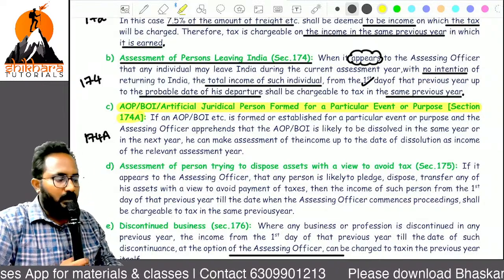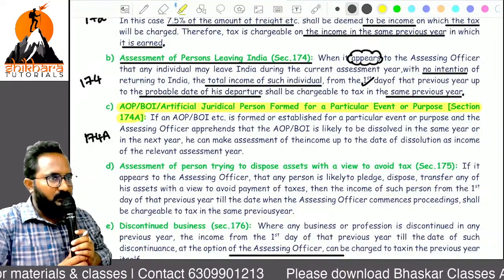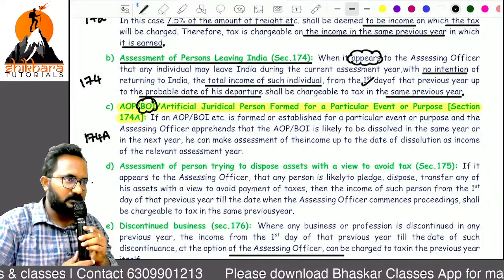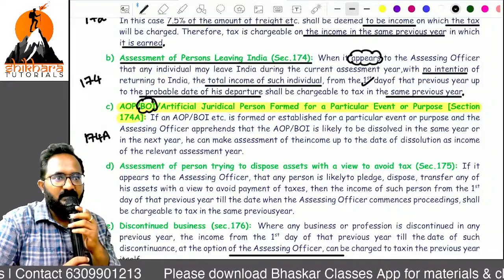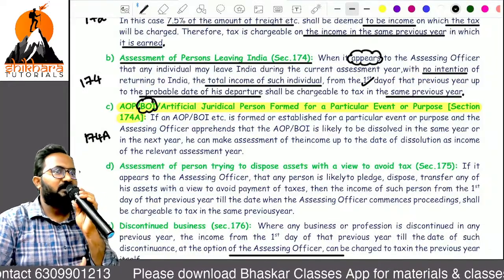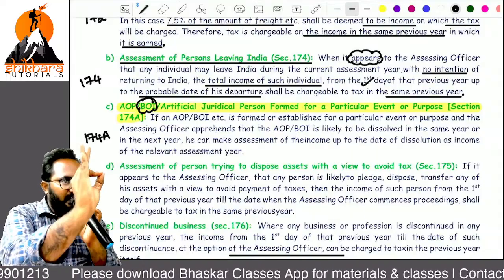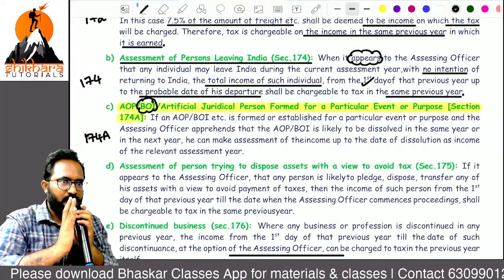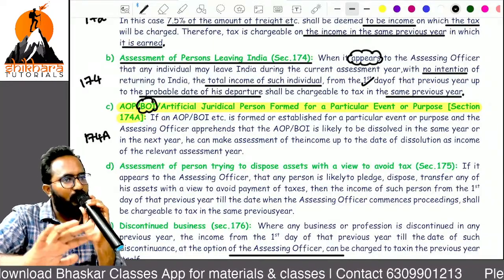For example, a group of friends, individuals, associated together and started a body of individuals for doing one temporary business, selling crackers on the occasion of Diwali. They formed the business only for a particular event or purpose. After the Diwali sales close, they need to dissolve it.